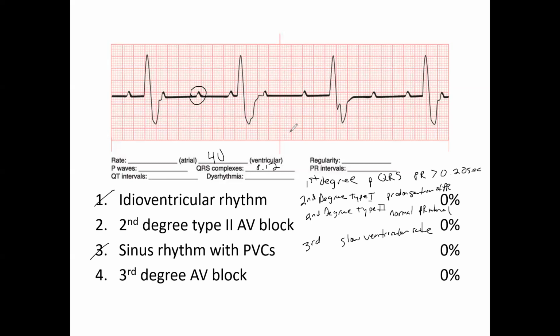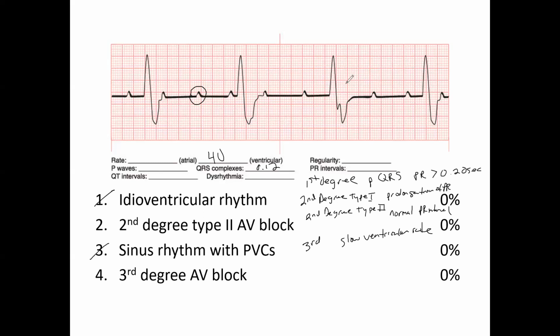Do note that with second degree type 1, or Mobitz 1, or Wenckebach, you will have that prolongation. So you may start out normal, then you get a prolongation over the course of a couple of beats where your PR interval continues to get wider and wider until finally you've got a P wave by itself. So ultimately, if we start here, we have a PR interval that's not normal. Then you have a P wave by itself. You go back to a normal PR interval, and then you have an abnormally wide PR interval. So the rules for second degree type 1 don't necessarily fit.